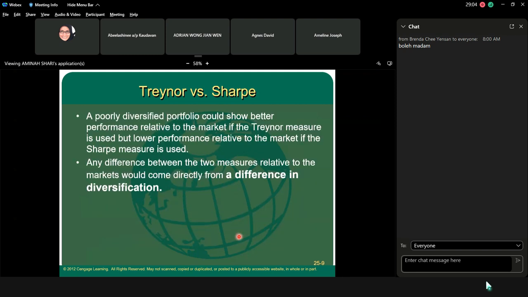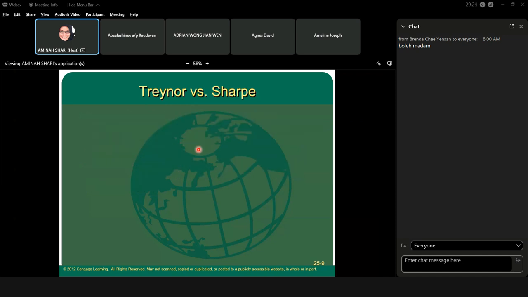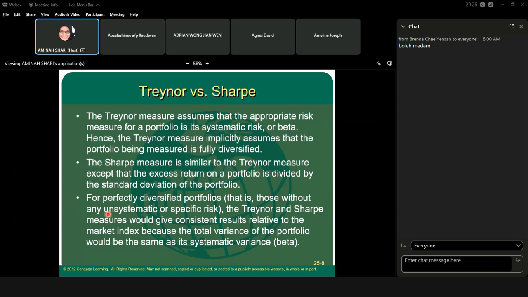Okay, next. Okay, ada juga discussion on the poorly diversified. Okay, could show better performance relative to the market if the Treynor measure is used, but lower performance relative to the market if the Sharpe measure is used. Okay, ada dua condition lah. Satu fully diversified. Okay, fully diversified, what happened? Okay, a perfectly diversified portfolio, Treynor and Sharpe would give consistent result. Okay, kalau perfectly diversified. Okay, macam I mention tadi, Treynor kan dia measure, dia assume that the portfolio is fully diversified.